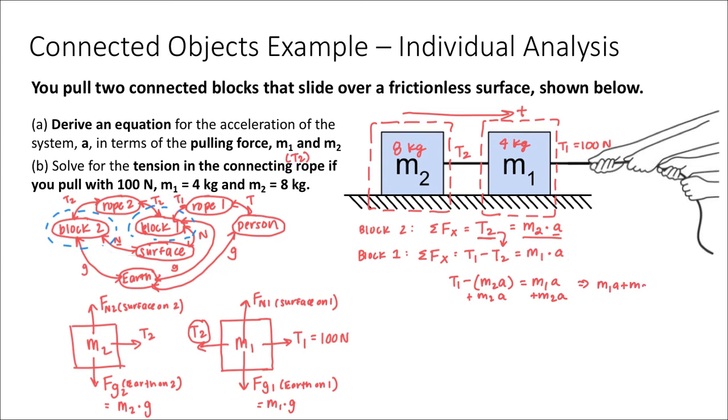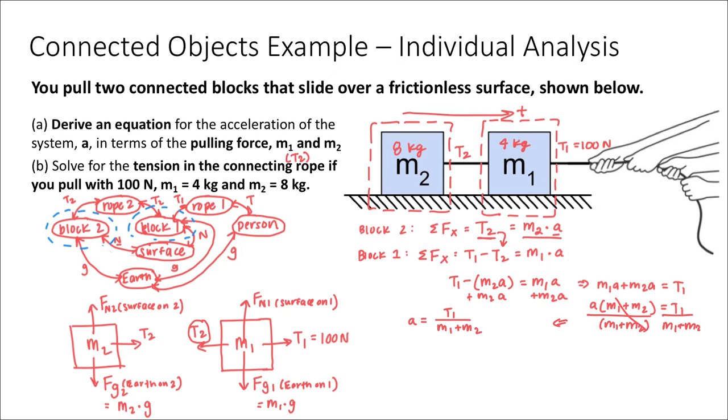m1a plus m2a is equal to T1. Then I will go ahead and factor out an a because I have it in both terms. And that will leave me a times the sum of m1 plus m2 is equal to T1. Then, because I'm trying to solve for a, I will divide both sides by this sum of m1 and m2 to get rid of that. And then that will give me the final expression that I've been looking for, which is that a is equal to the tension in rope 1 divided by the sum of mass 1 and mass 2.